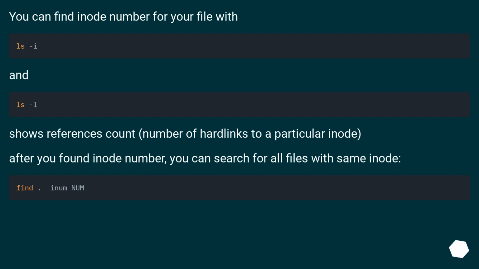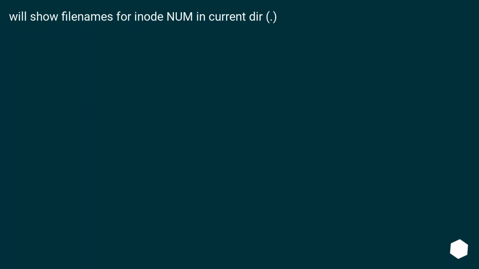You can find the inode number for your file with ls -i, and stat shows the reference count, the number of hard links to a particular inode. After you've found the inode number, you can search for all files with the same inode. This will show file names for the inode number in the current directory.